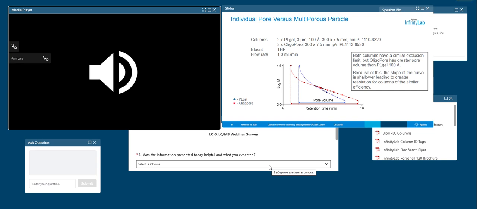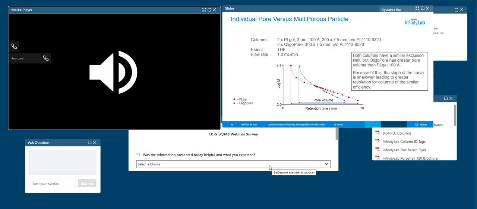In the last couple slides, we've been talking about the packing porosity and noting pore volume. Here we have an example to show a comparison for two column types, a PL gel individual pore 5 micron column and the multiporous packing type oligopore column. Both of these columns are very specific for low molecular weight GPC separations. This is a great slide to show the benefit of having more pore volume.